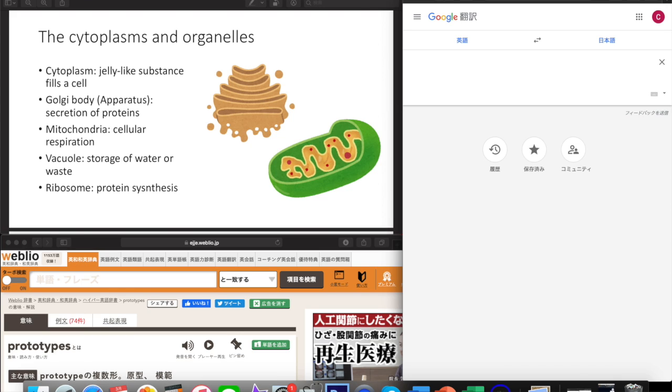Then the vacuole. The vacuole is a storage organelle. It exists mainly in plants, though actually it exists in both, and it works for the storage of water or waste. So you have to imagine that fruit cells contain a lot of vacuoles, which store a lot of water, sugar, and so on.